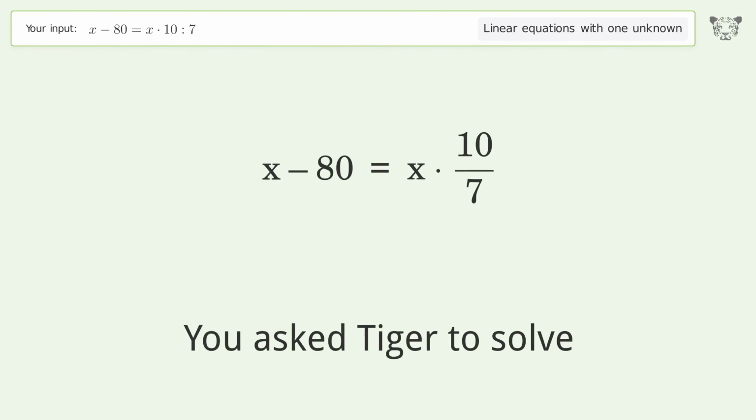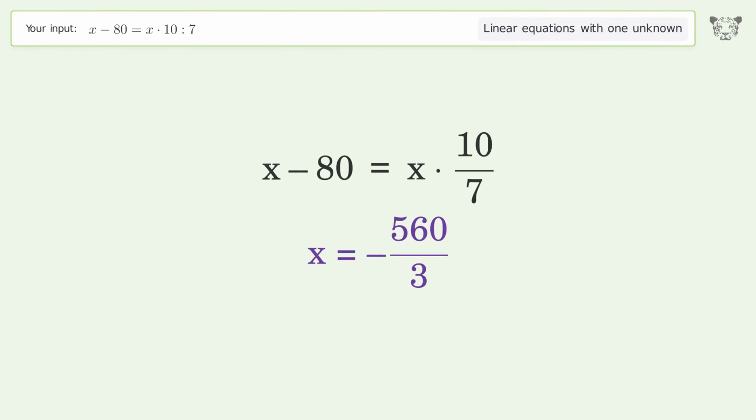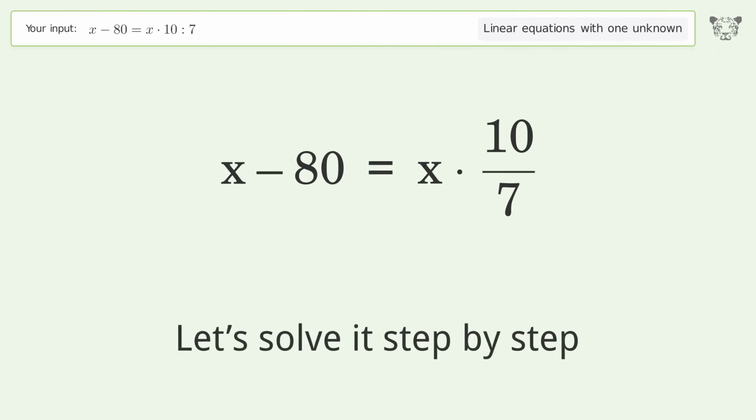You ask Tiger to solve. This deals with linear equations with one unknown. The final result is x equals negative 560 over 3. Let's solve it step by step.